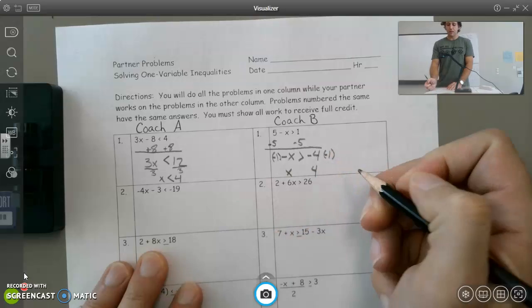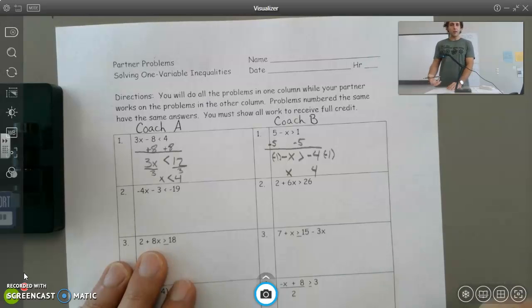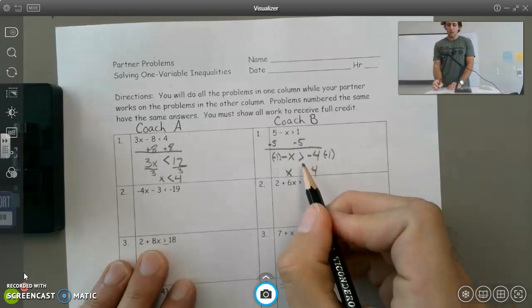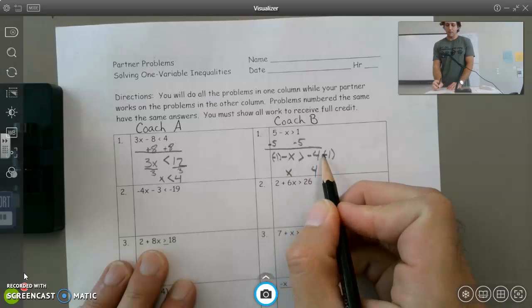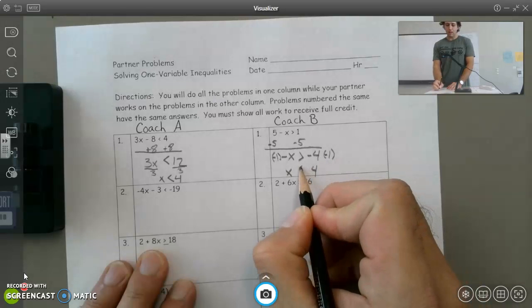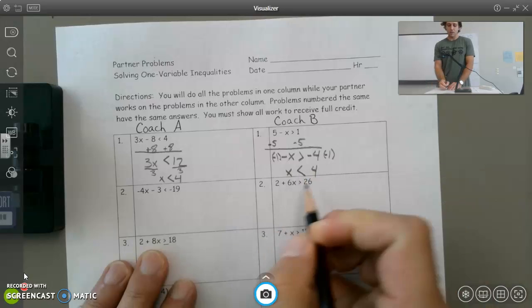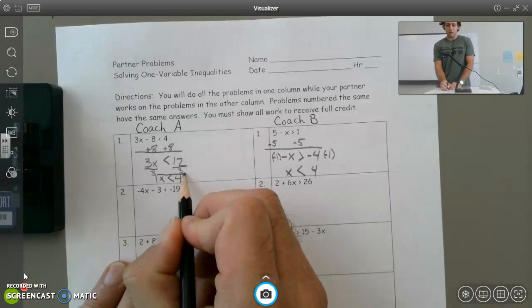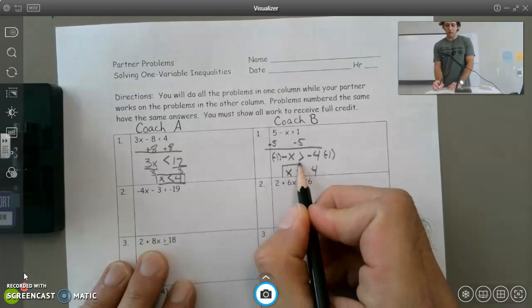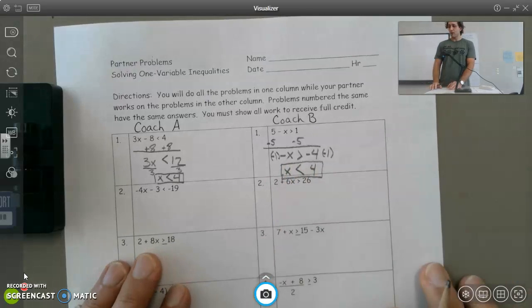This is 4. Now, with inequalities, the one nuance, the one difference between equations and inequalities is that anytime we multiply by a negative number, you must flip the sign. If you multiply or divide by a negative number, you're going to flip the sign. So this is greater than, when I multiply by this negative number, I now need to change it to less than, and what you'll see is we have the same solution. x is less than 4, x is less than 4. All right, excellent.